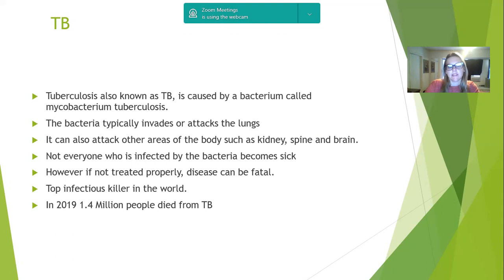It is the top infectious killer in the world, not the top killer, but it is an infectious disease, so that's why it's the top infectious killer in the world. In the year 2019, 1.4 million people died from TB.